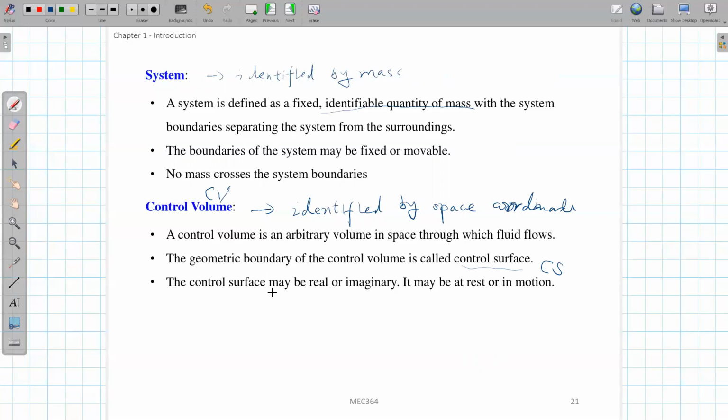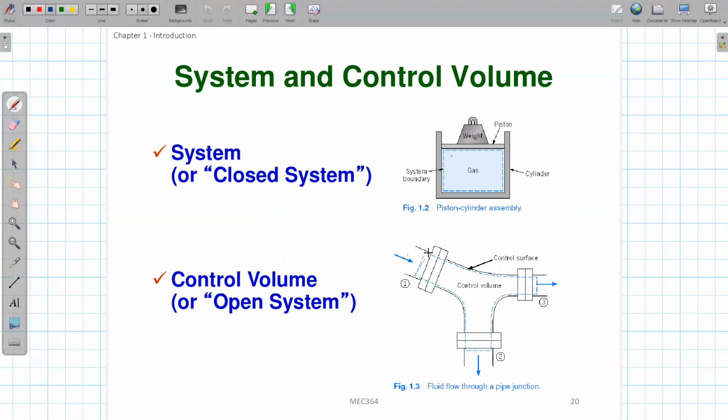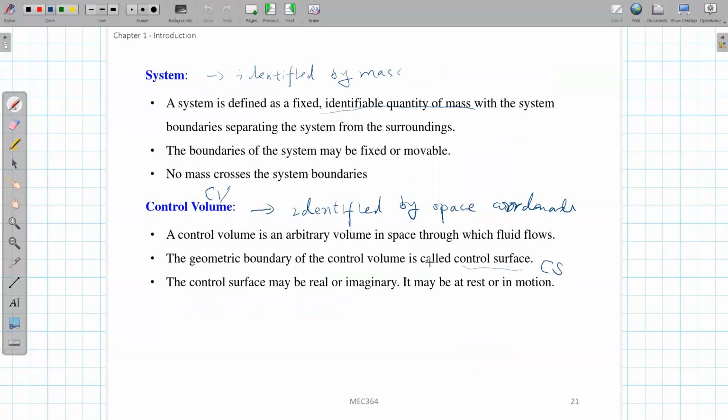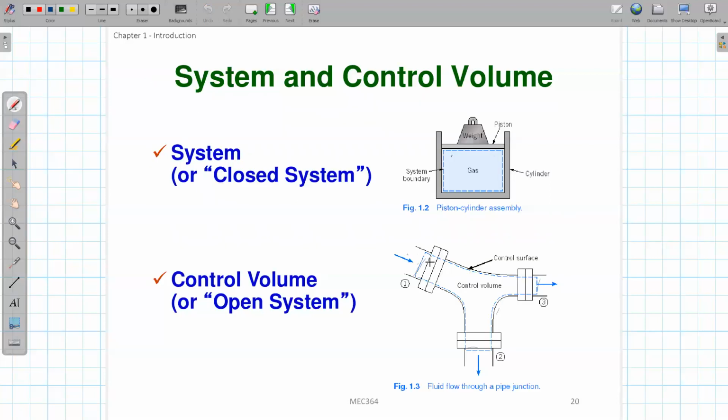And this control surface, which means the boundary of the control volume, can be real or imaginary. In this case, the boundary around the pipe, along the solid pipe, is real. But this inlet boundary and this outlet boundary are imaginary. This is not a physical boundary, but we just define this part as the control surface for the control volume. So these are the two concepts: closed system, and open system or control volume.